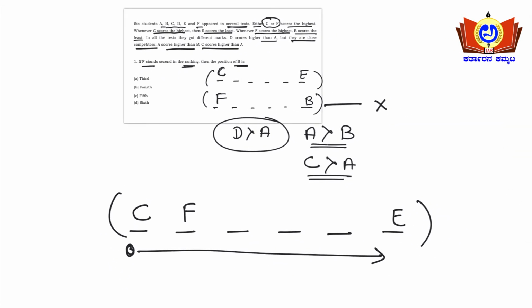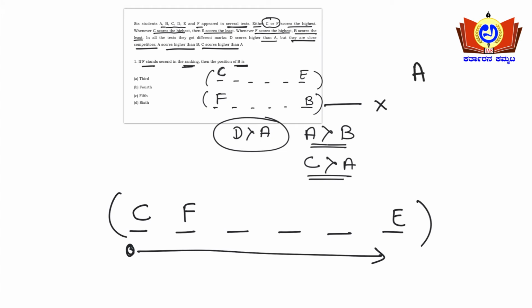If F's position is fixed here, the second condition, that if F scores highest, B will be least, will not be applicable here. It is only between C and F that the highest scorer will be. So obviously C will be first here and E will be in the last position. Okay, so this is from decreasing order to increasing order, you need to keep this in mind. So 3 positions we got here, C, F and E.